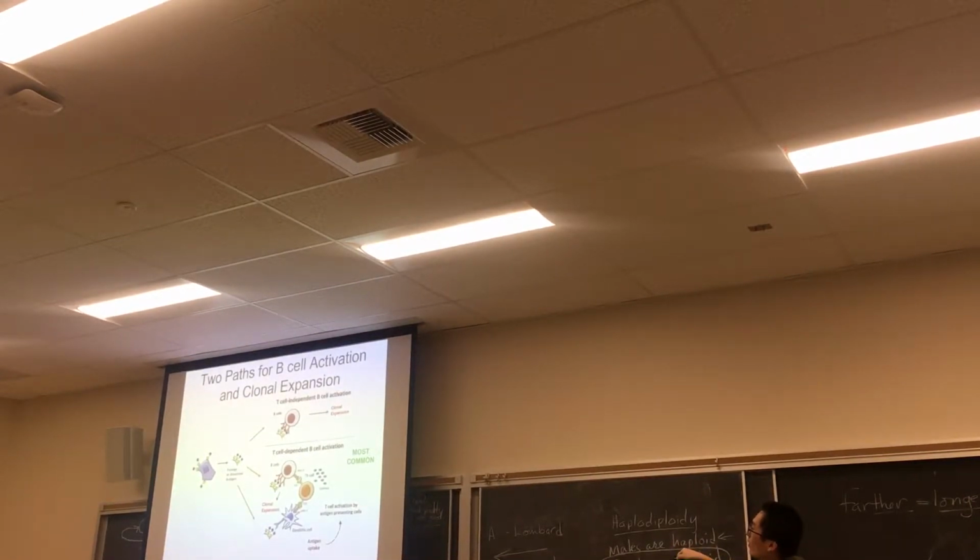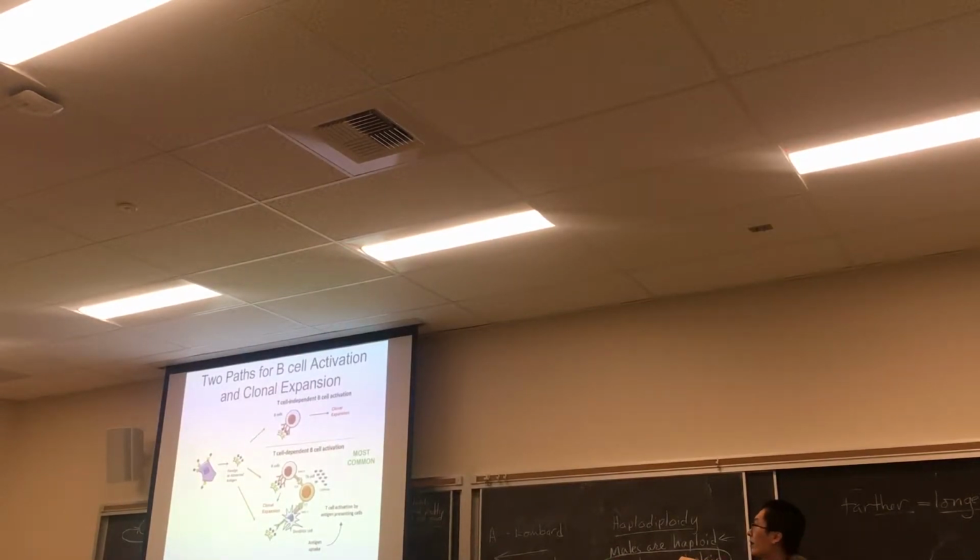So the B cell will attach to the T helper cell. And this T helper cell is already activated by the antigen presenting cell or the abnormal cell. So they will indirectly present that antigen to the B cell and activate them. And that is the most common pathway.